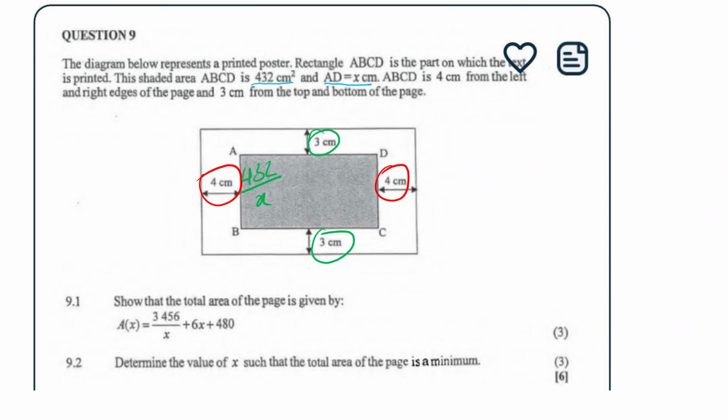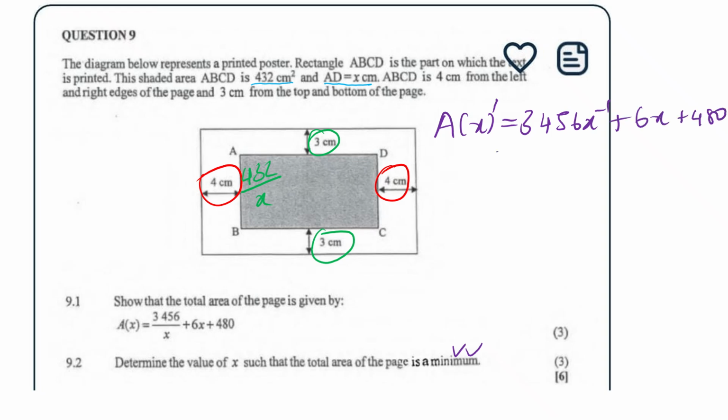Now 9.2. Determine the value of x such that the total area of the page is a minimum. Remember, minimum or maximum, we derivate. To find the value of x, we could say it is the turning point, x equals negative b over 2a, but we are in grade 12, so we have to derivate. If we derivate our A with respect to x, we can first write it in a simpler way: 3456 x to the power minus 1, plus 6x plus 480.